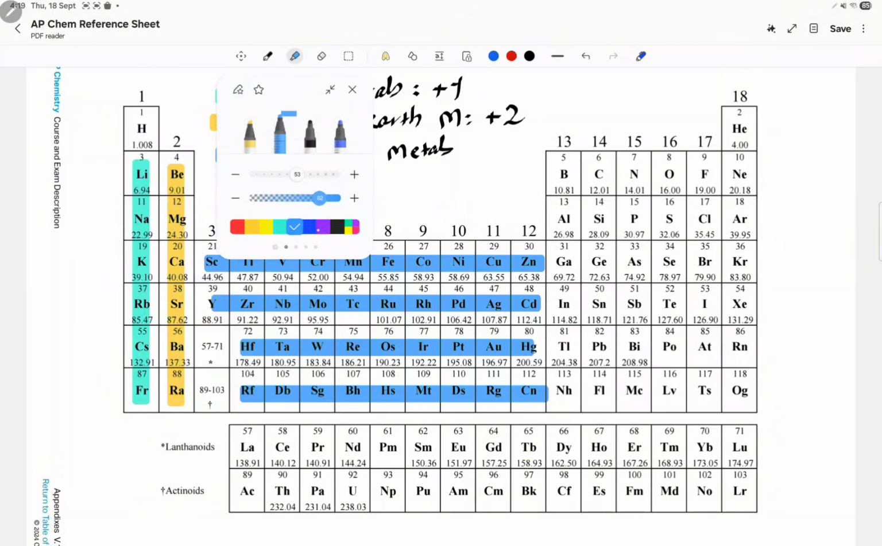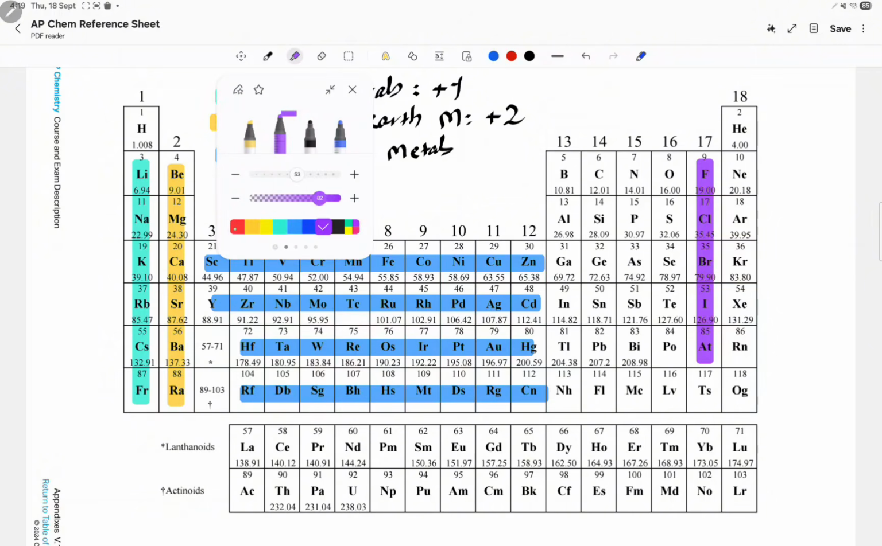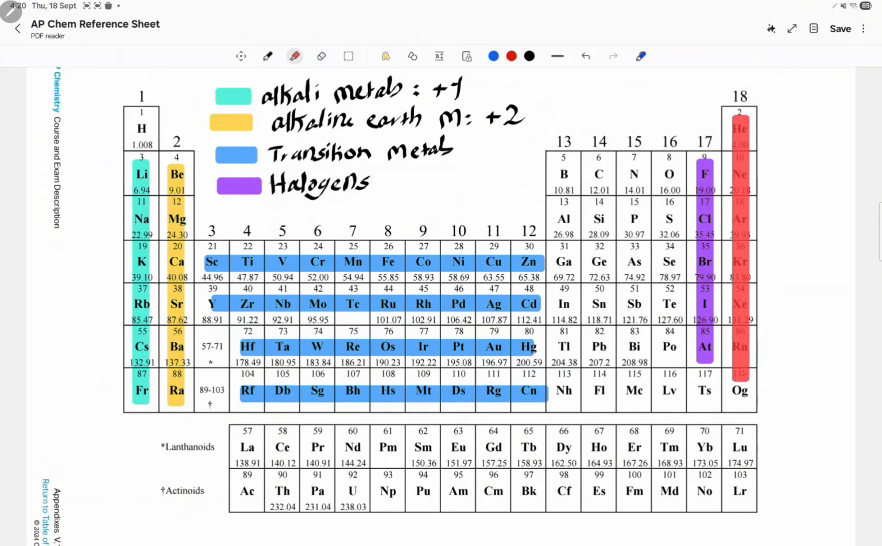Okay. What other colors can we use? Group 17 is going to be the halogens. And then finally, we're going to be having group 18. I don't include Og because no one talks about it in the AP. It's a bit new. So this will be basically the noble gases. Okay. Good. Let's tell more things only based on the periodic table.